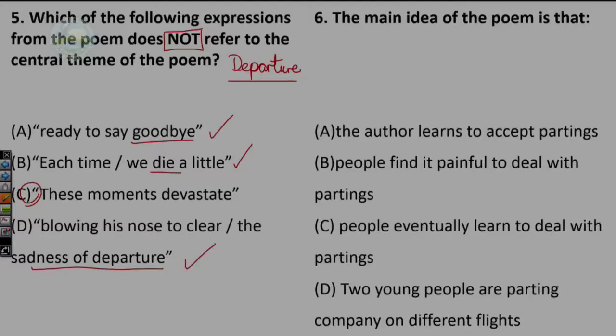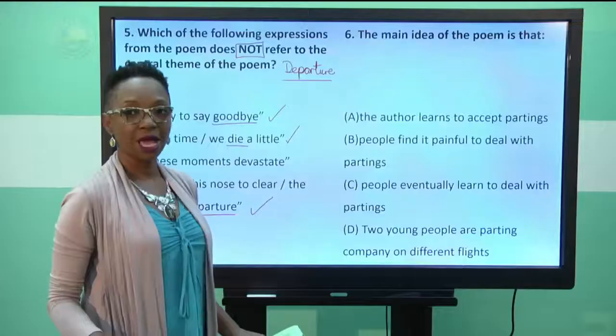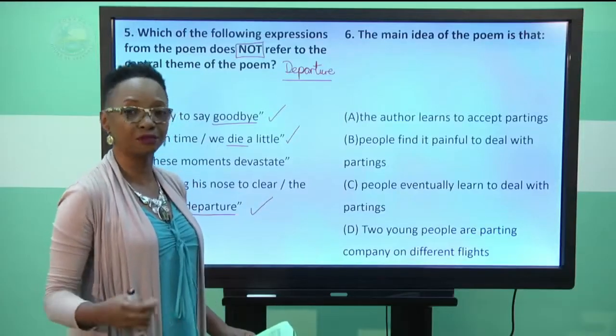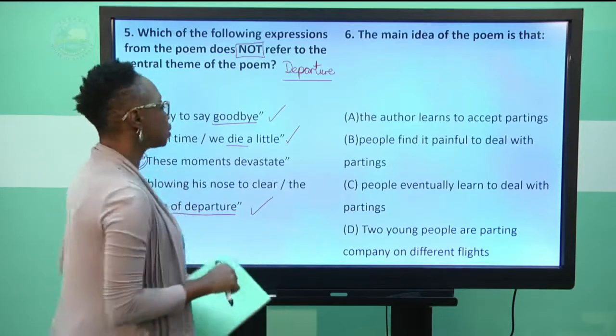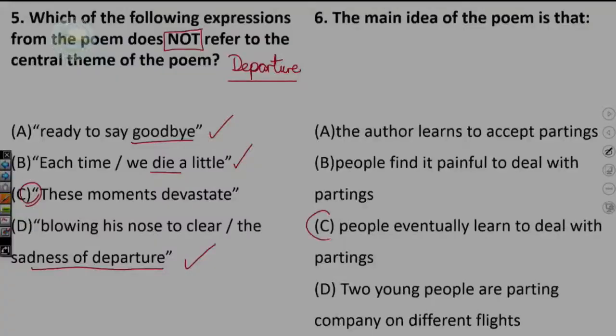The main idea, and again it's through listening, we can be tempted to think that it's just about learning to accept and that the author learns to accept partings. But throughout the actual poem, what we are able to understand is that the writer moves away from himself and includes others. And he actually shows how the act of parting and being able to accept it is a universal theme. So he speaks clearly about people eventually learning to deal with partings.